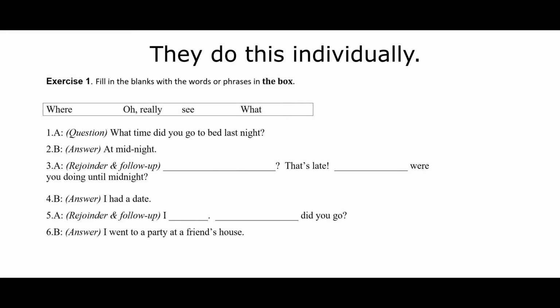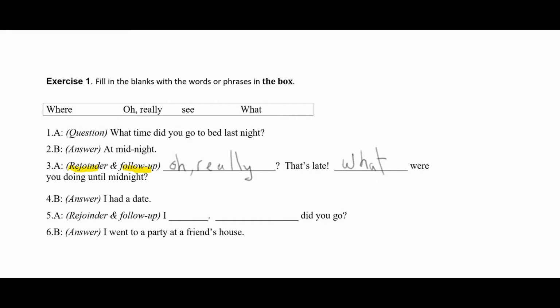So A starts and asks, "What time did you go to bed last night?" And B answers, "At midnight." You can see that A needs to have actually listened to and understood B in order to fill in the blanks of 3A. First, A responds with a rejoinder. "Oh, really?" Then A extends the conversation by saying, "That's late," and asks a follow-up question. "What were you doing until midnight?" And the conversation continues.